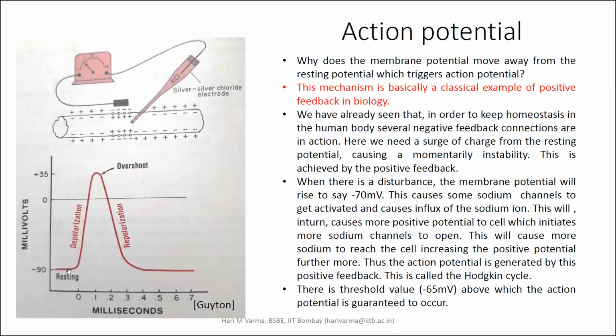In the beginning it is at minus 90 millivolt, but then suddenly because of some disturbance it reaches minus 70 millivolt. Then the sodium channels open and sodium starts coming in. Because of this large influx, the potential reaches plus 35 millivolt. Then you can see that the potassium gates will open and sodium is inactivated, so that charge is lost from the cell, the repolarization, so that the potential is coming down from plus 35 to minus 90.